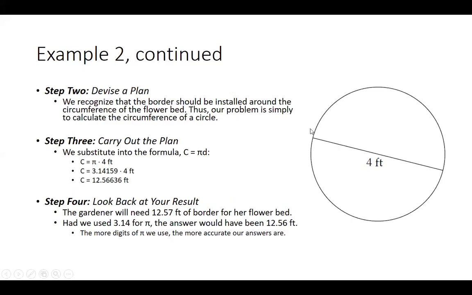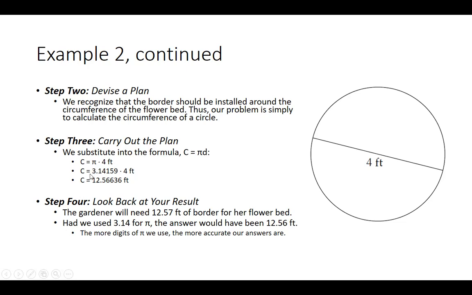We recognize that the border should be installed around the circumference of the flower bed. Thus, our problem is simply to calculate the circumference of a circle. Since we have the distance across, we have a diameter, we substitute into the formula C equals pi d. C equals pi times 4 feet.